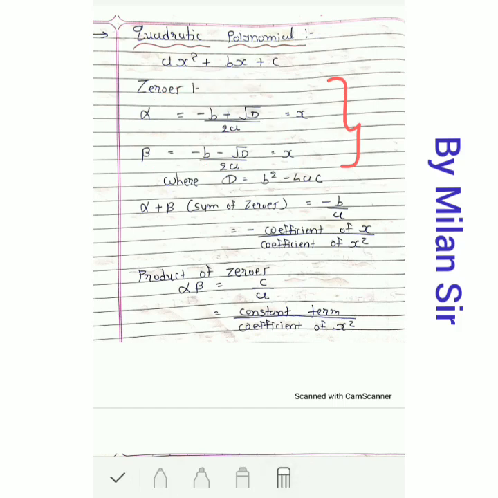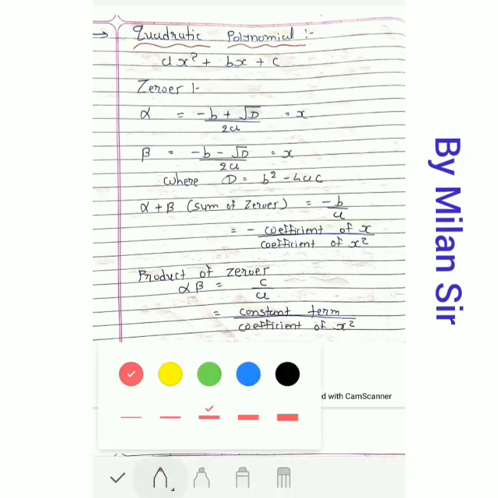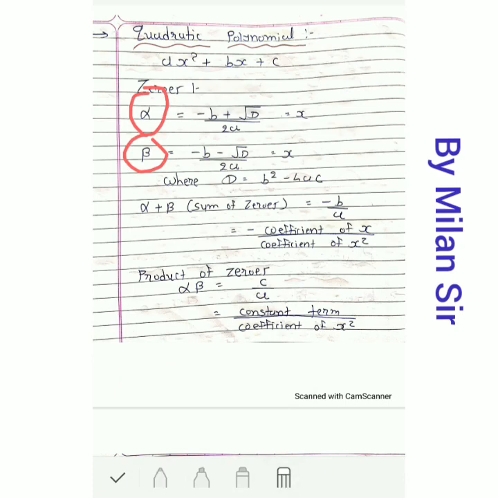So alpha and beta are nothing but the values of x for which p of x is equal to 0, that means the zeros of the polynomial. So we define the two zeros by alpha and beta. The difference between these two formulas is only one thing: here a plus sign and here a minus sign. And second, for d, I already wrote the formula: d is equal to b square minus 4ac. So first of all we find d, that means d is equal to b square minus 4ac, then we can use this formula.